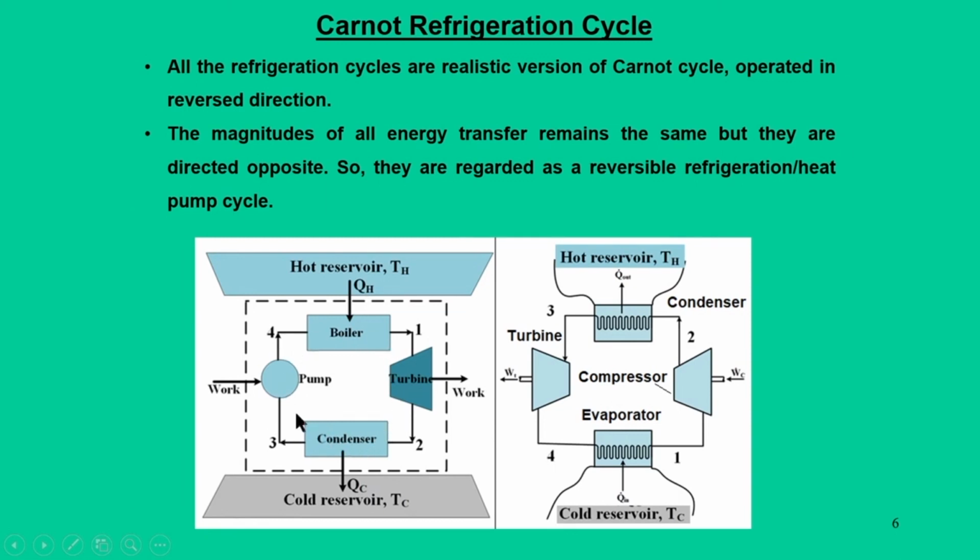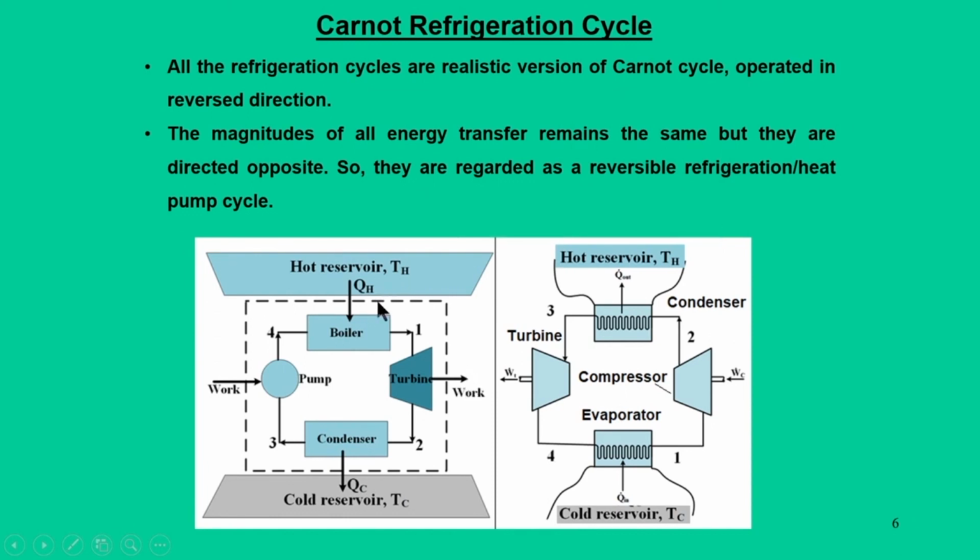They are put in a circuit, in a thermal circuit manner, and in one case it's a cyclic device, and finally we get a work output from the turbine. In this process this cyclic device takes heat from the hot reservoir and rejects heat to the cold reservoir, and our main intention is the work output.